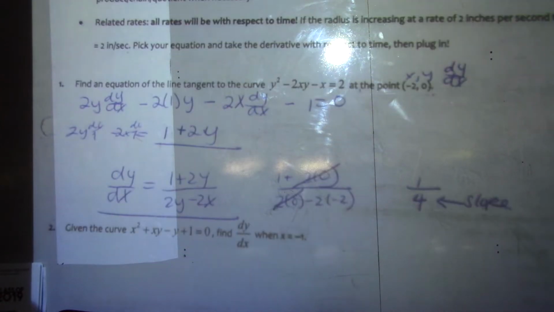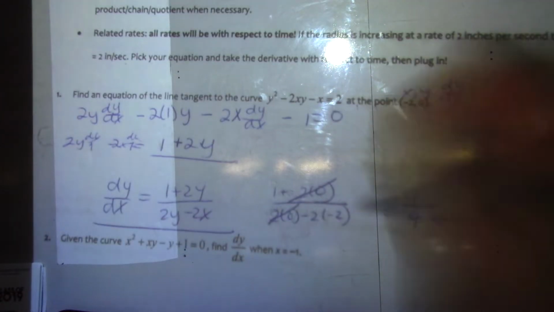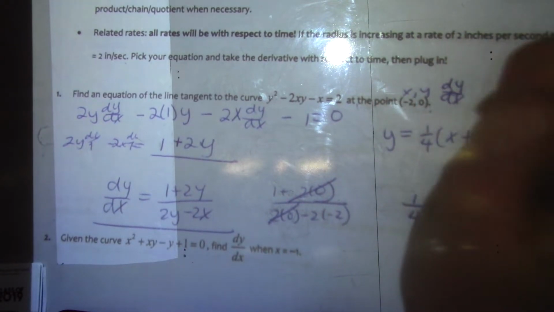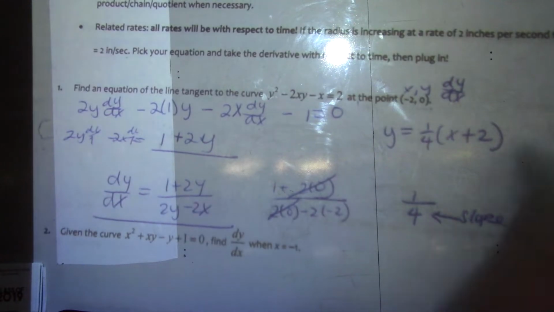And now we're just going to plug into the point slope form. y minus 0 is just y equals 1/4 x plus 2, because minus a negative. And that is my equation.